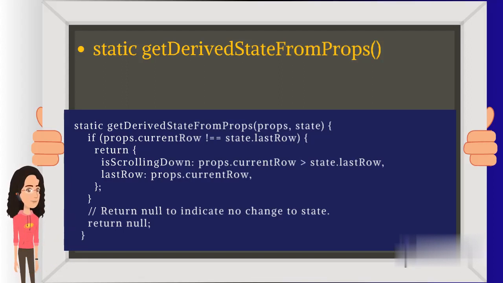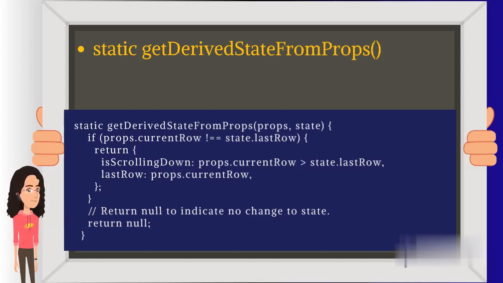This method also exists only for rare use cases where the state depends on changes in props in a component. This lifecycle method is fired on every render. An example use case where this method comes in handy would be a component that compares its previous and next children to decide which one to animate in and out.